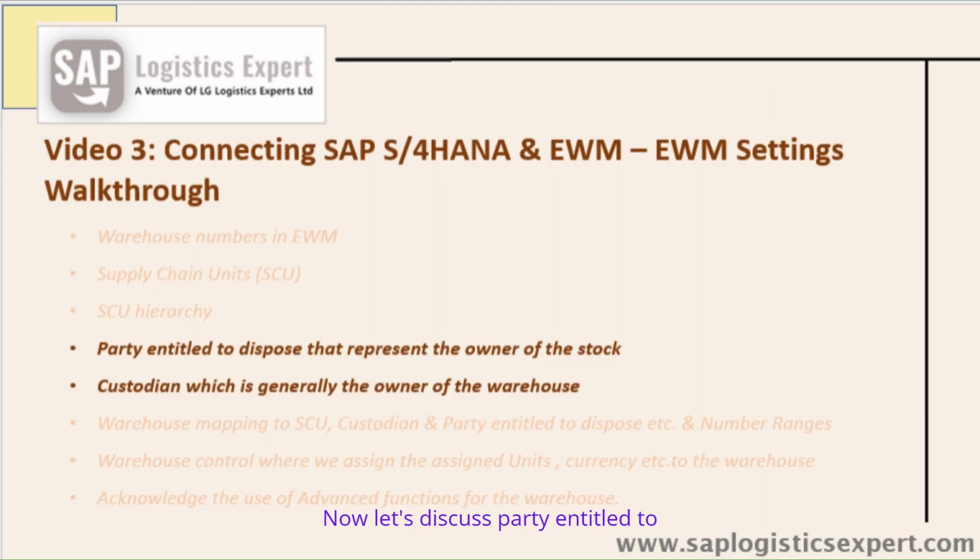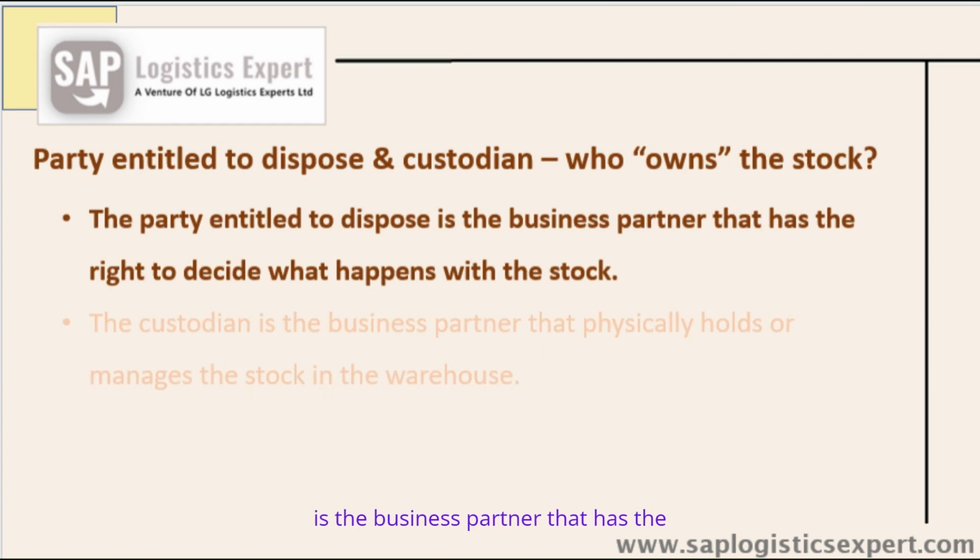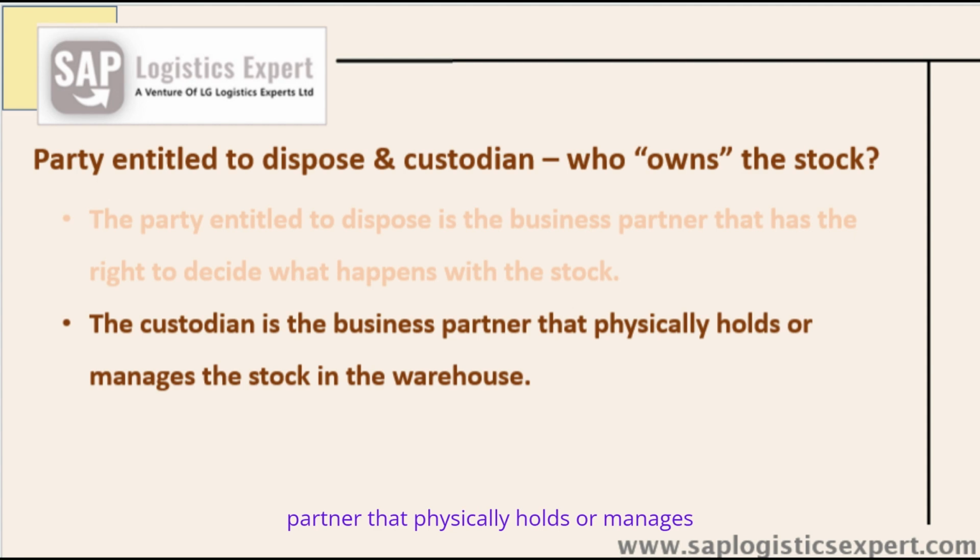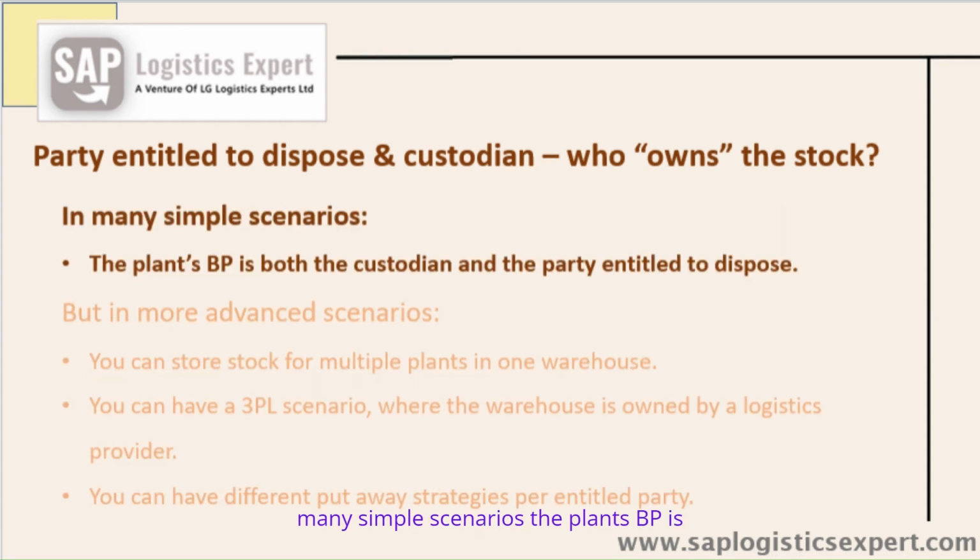Now let's discuss party entitled to dispose and custodian, meaning who owns the stock. The party entitled to dispose is the business partner that has the right to decide what happens with the stock. The custodian is the business partner that physically holds or manages the stock in the warehouse. In many simple scenarios, the plant's BP is both the custodian and the party entitled to dispose.